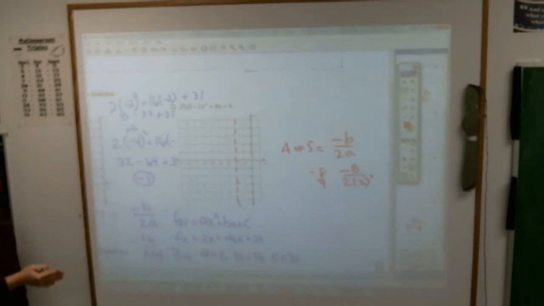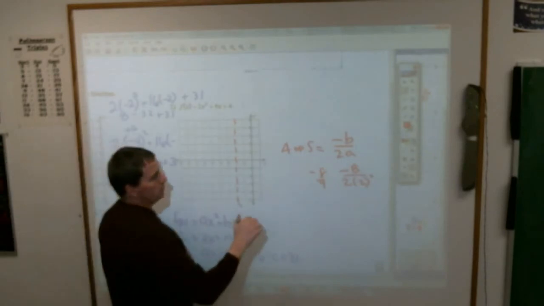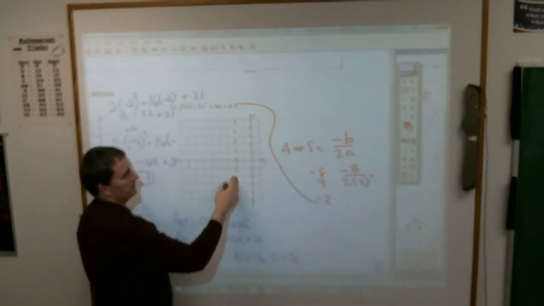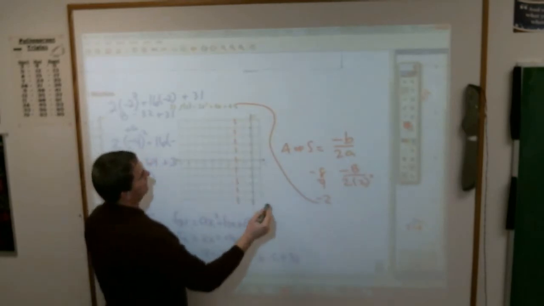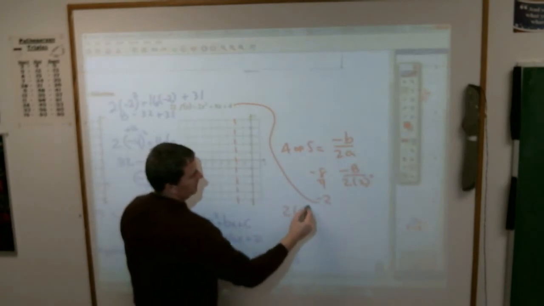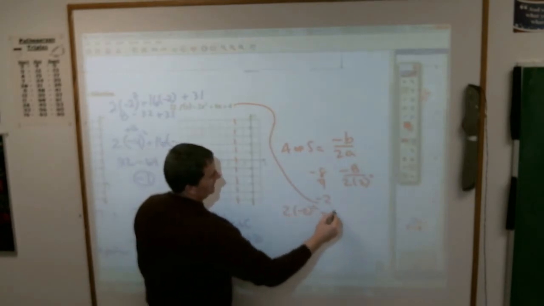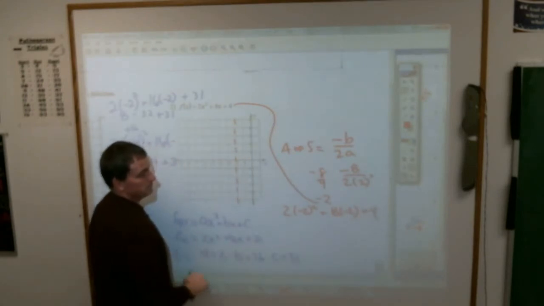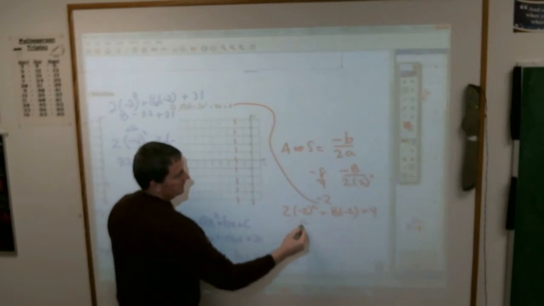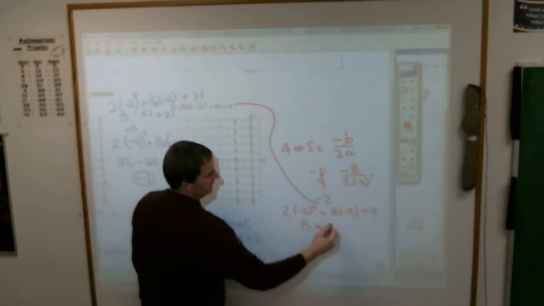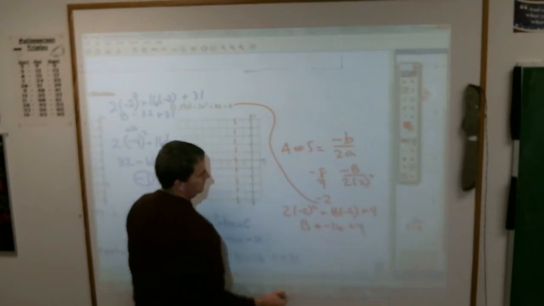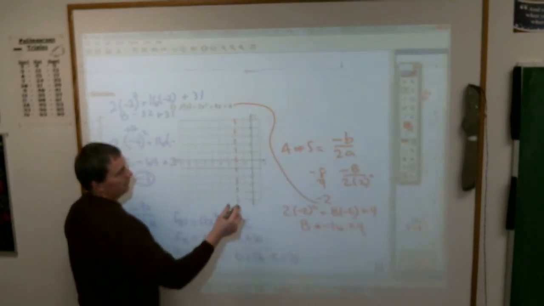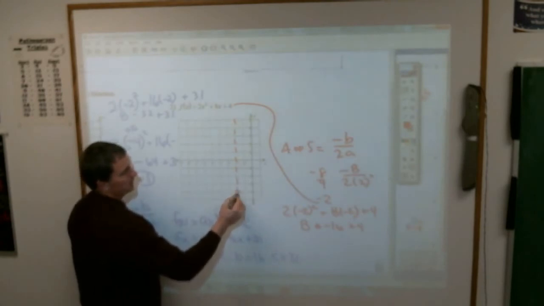I want to find the lowest point of the graph, so I put negative 2 into my equation to see where on that axis of symmetry is my lowest point. So I fill that in: 2 times negative 2 squared plus 8 times negative 2 plus 4. Negative 2 squared is 4, so you get 8 minus 16 plus 4. And I have positive 12, minus 16. Negative 4 is the lowest point on my graph. That's the minimum.